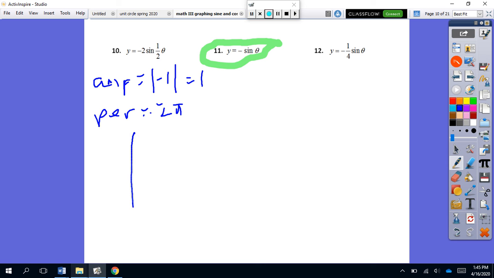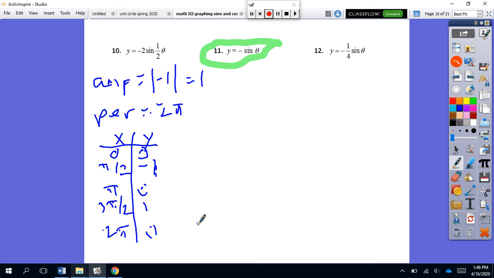So really, the only thing that changed is the y column. The x column is the same as the one we just did: 0, pi over 2, pi, 3 pi over 2, and 2 pi. But since this one is negative, our first y value is still 0, but our next y value is going to be the negative value, the minimum. So 0, min, 0, max, 0. So when you graph it, you just need to remember to go below the y-axis first instead of above.